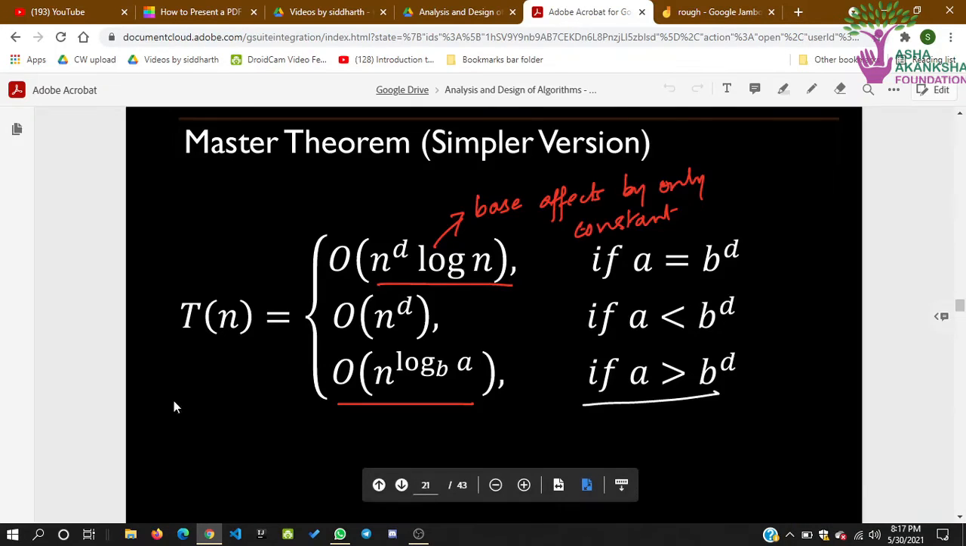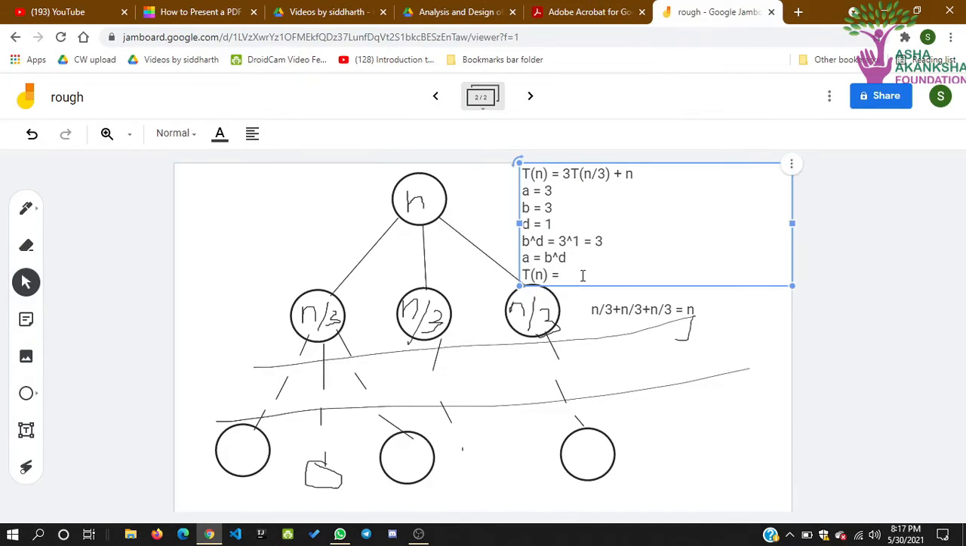Now if we compare it to the formula, a is equal to b raised to the power d, and hence Tn is equal to n raised to the power d, which is 1, order of n log n. And this is the time complexity of this recursive algorithm which is being represented by this tree.